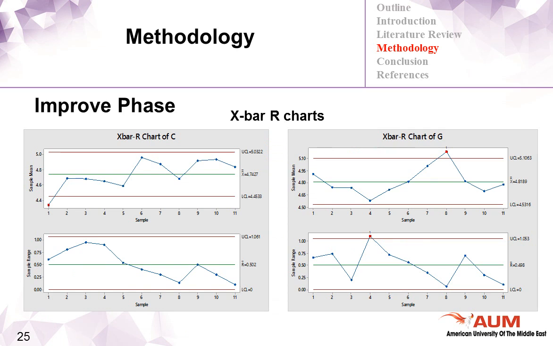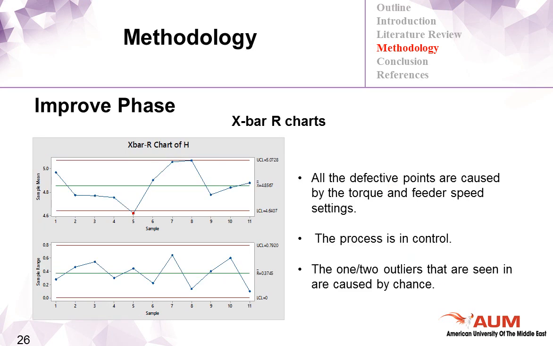After removing all the out of control data points, we redrew the XBar charts for these 3 significant points, and from here we can see that all data points are now between the control limits and the process is in control. The 1 or 2 outliers that you see are due to chance. This is the XBar chart for the third significant point H, and it is also showing an in-control process. And this proves to us that our solution is beneficial and solved the problem.